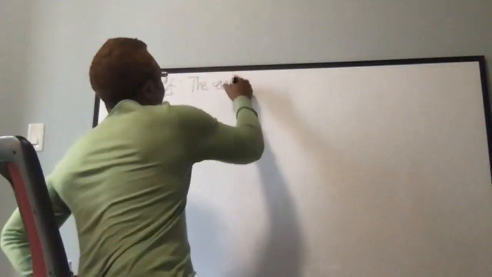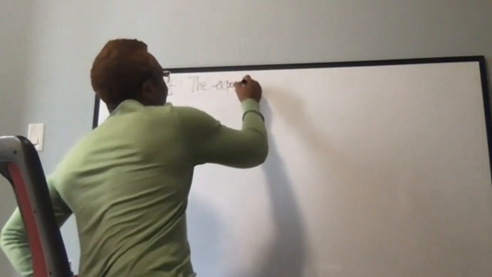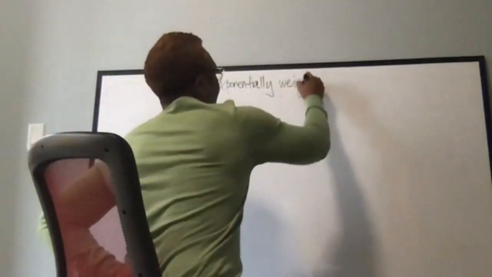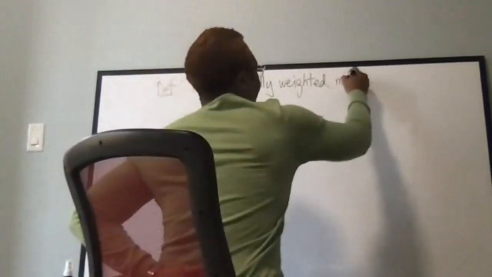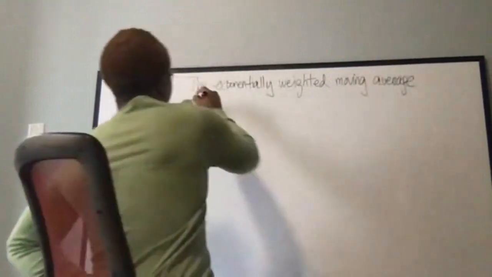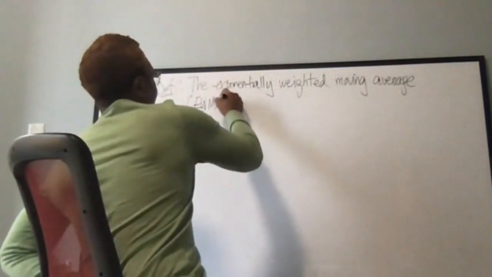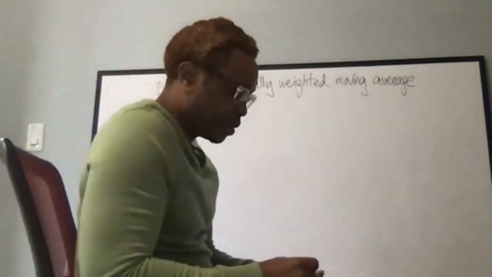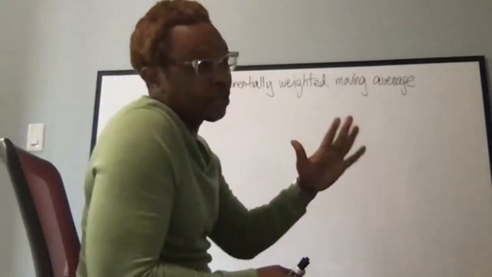Now this last one that we're going to look at is called, I'm just going to add a word, the exponentially weighted moving average. I'm going to call that EWMA. Okay, EWMA.